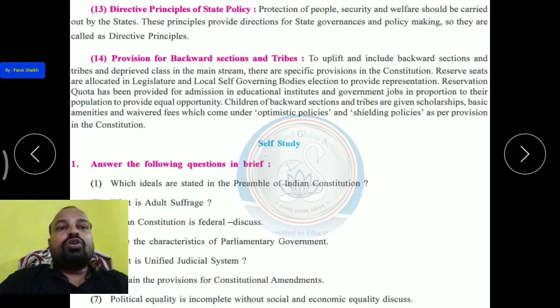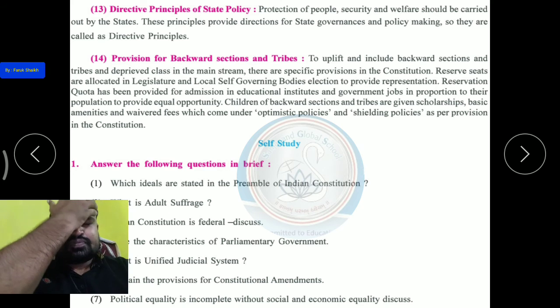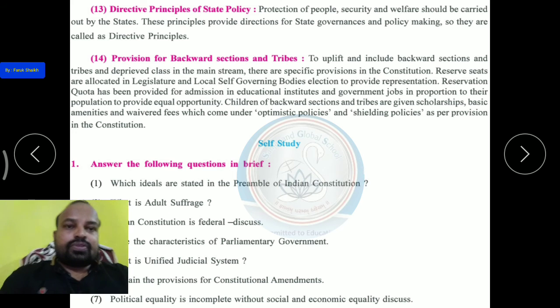This is number 4, provision for backward sections and tribes. In the earlier time, before the independence and after the independence, the lower caste people's situation was very bad. And for the upliftment of these types of people, provisions are given in our constitution.